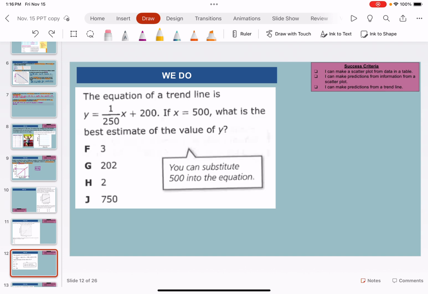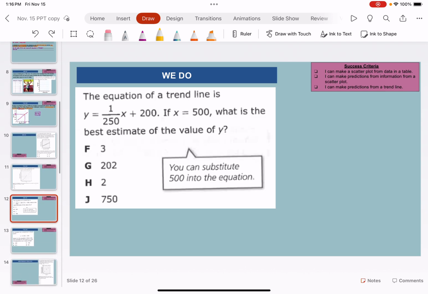Okay, so now we have our last set of we do, you do problems. So for this we do, it says the equation of the trend line is y equals 1 over 250x plus 200. So as you can see, this is a non-proportional relationship, right? Our slope is this 1 over 250. Our y-intercept is this 200. Anyways, it gives us an x value of 500. And it's asking what is the best estimate of the value of y, right? And then this little hint here says you can substitute 500 into the equation. So it's telling us to substitute, to plug back in the 500 into the equation.